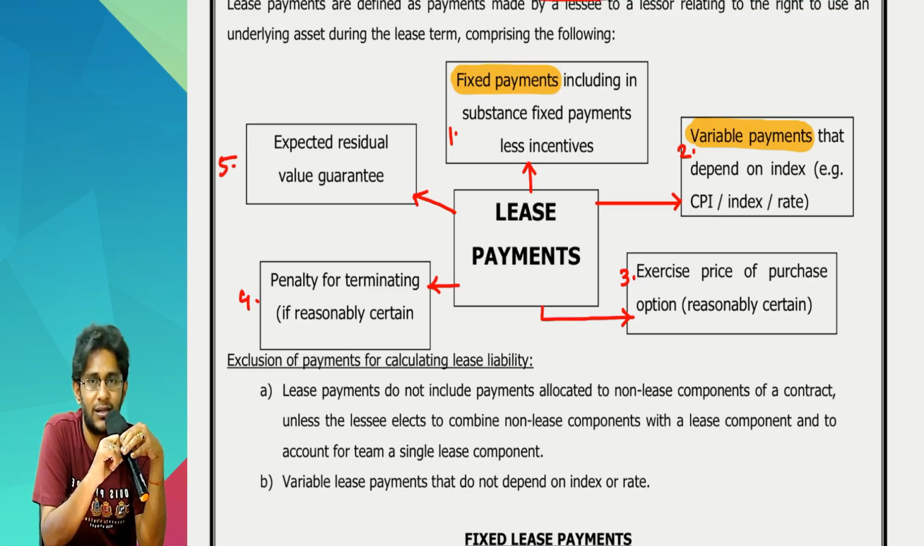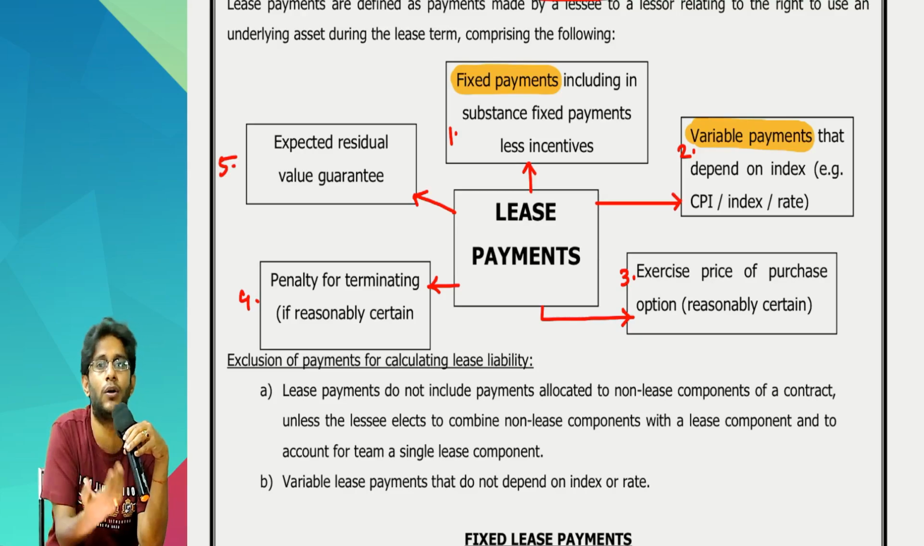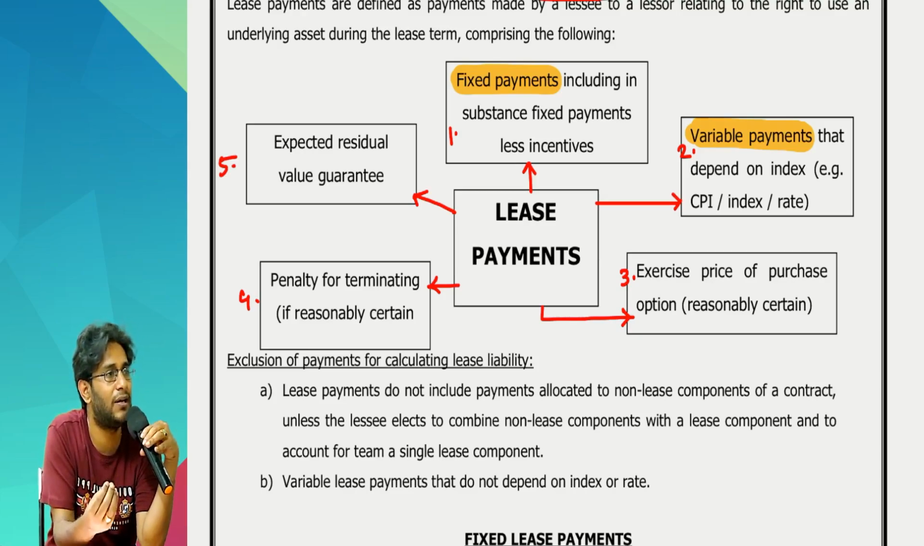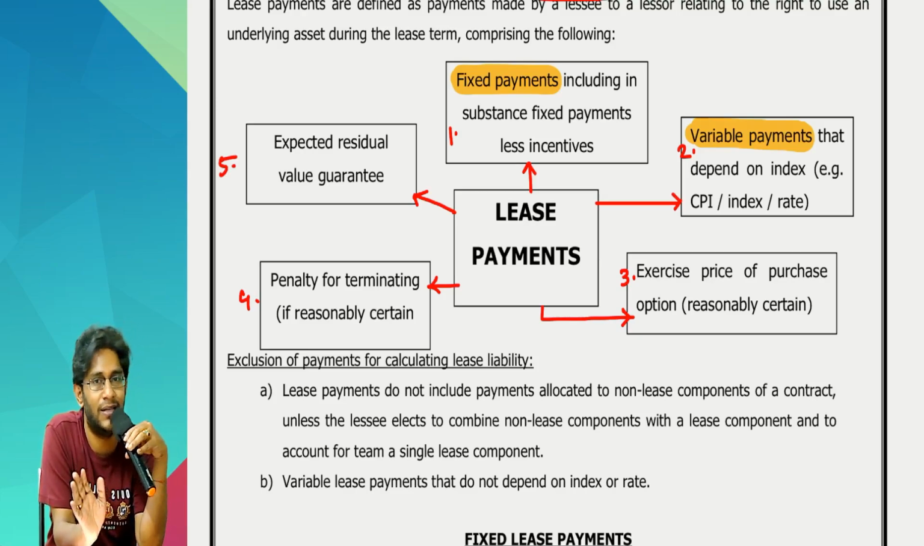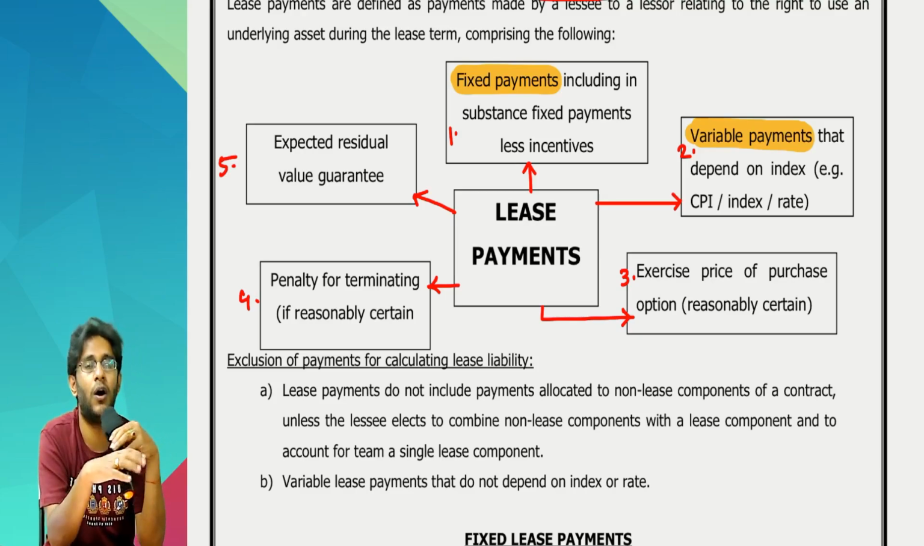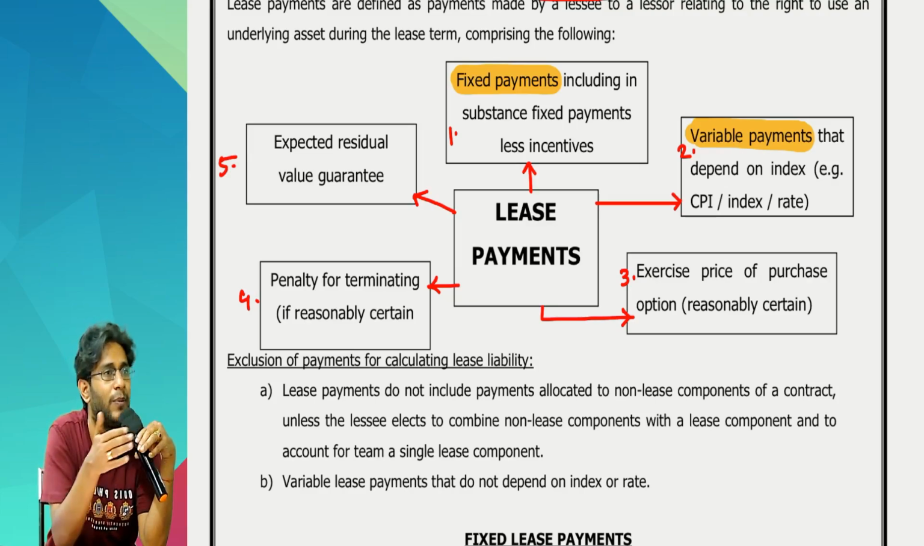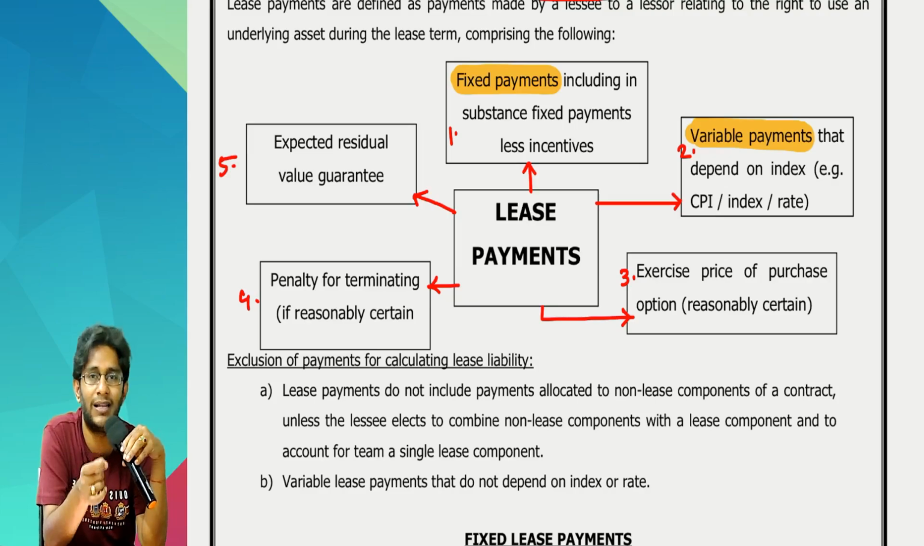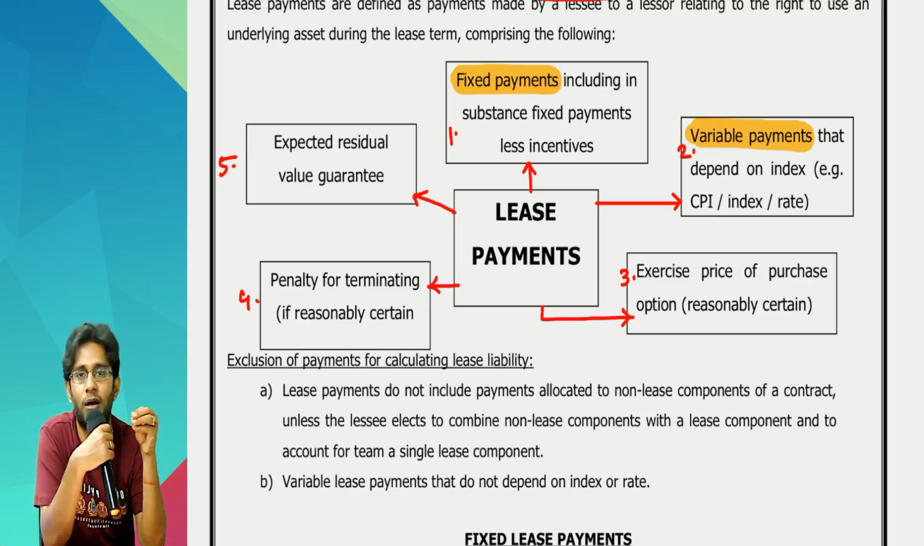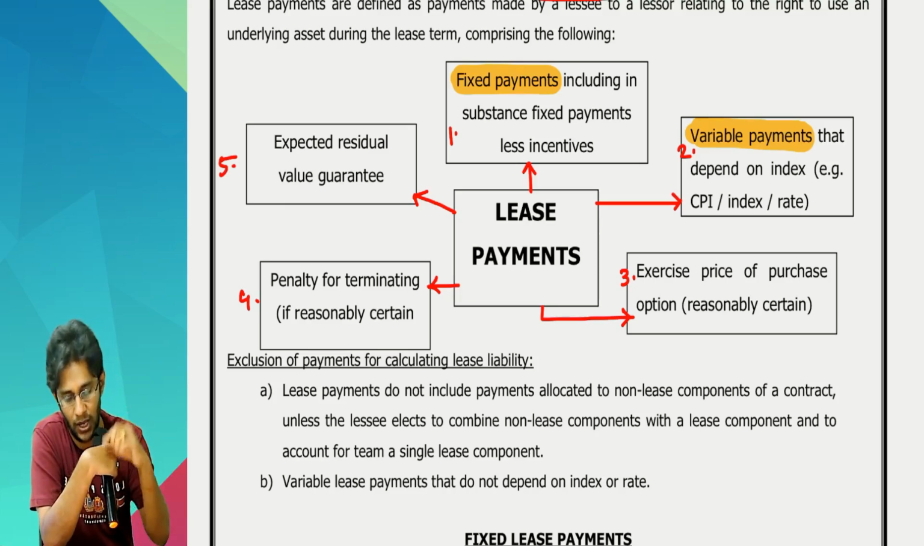Suppose you say that yes, I can use the asset for 10 years, but I don't want the asset beyond 7 years. Therefore, I will definitely terminate the lease at the end of 7 years. In that case, your lease term is 7 years only. All the lease payments we discussed in 1, 2, 3, you will consider only for a period of 7 years. But at the end of the 7th year, you also have to pay the termination penalty. Even that is part of your lease payment.